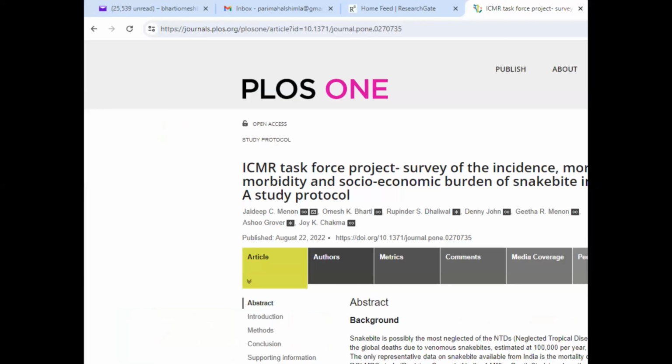So another One Health collaboration is the ICAR Task Force Project: Survey of Incidence, Mortality and Morbidity and Socioeconomic Burden of Snakebite in India. A study protocol. Dr. Denny is also a collaborator. Dr. Jaydeep Menon is leading the study, and by next year we will publish the actual results of this incidence of snakebite in India, which is for the first time in the country that we would know real-time data on snakebite incidence and deaths, mortality and morbidity, both, even socioeconomic burden also.